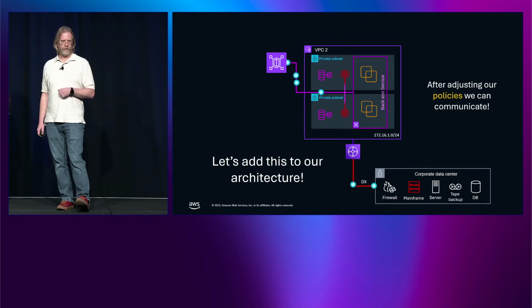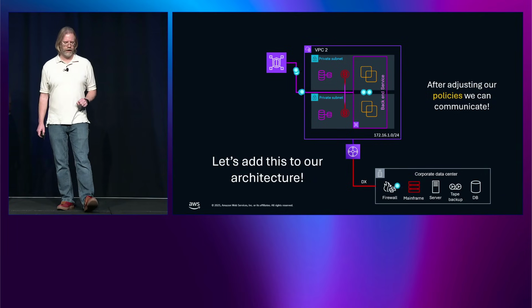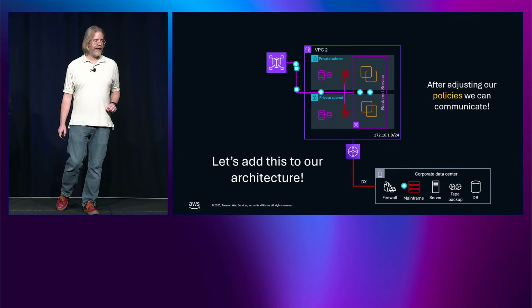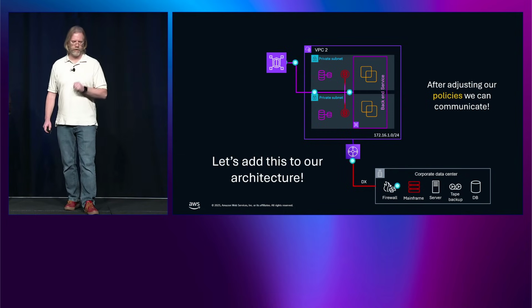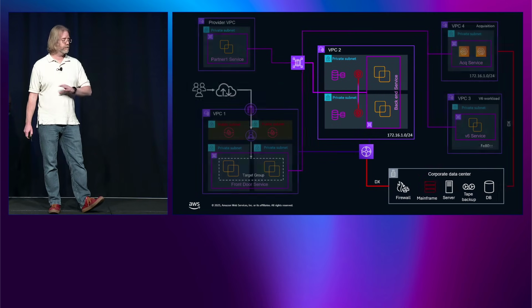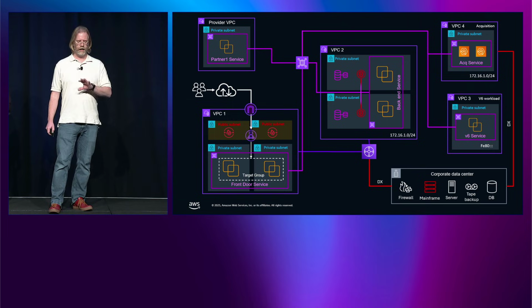And now that we've adjusted our policies and we've got our communication all set up, we're allowing communications from our mainframe. From our policy for our back end, we say, okay, we're going to allow from this IP address from our mainframe. We're going to add that to our architecture. And again, at no time does our Transit Gateway go away. It stays, Direct Connect stays.